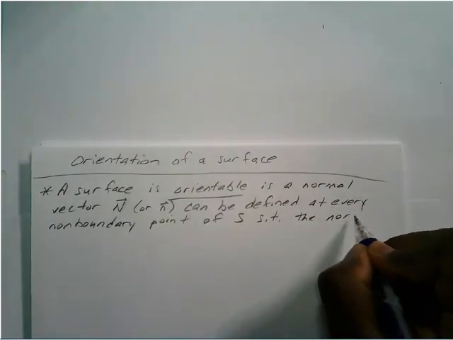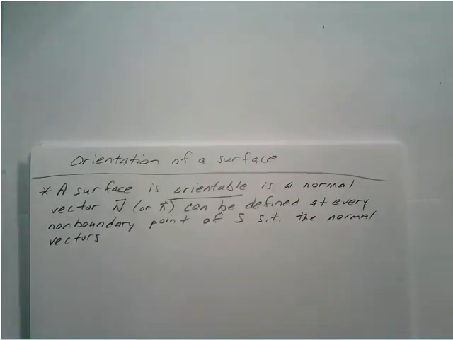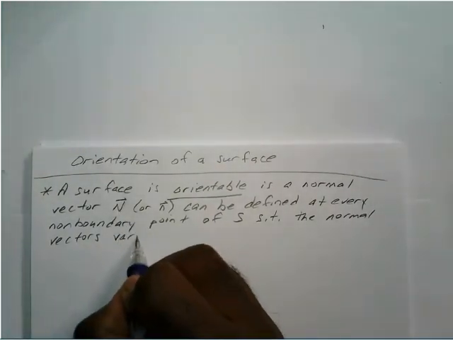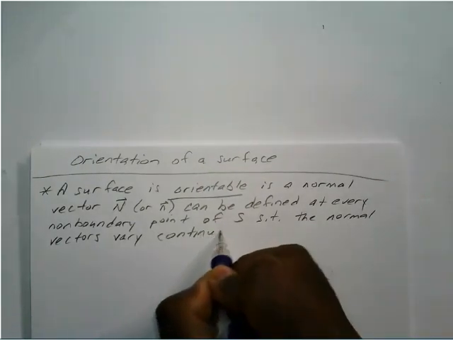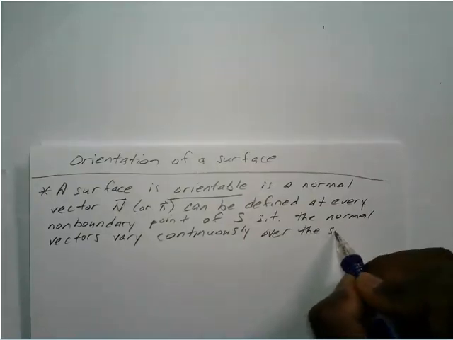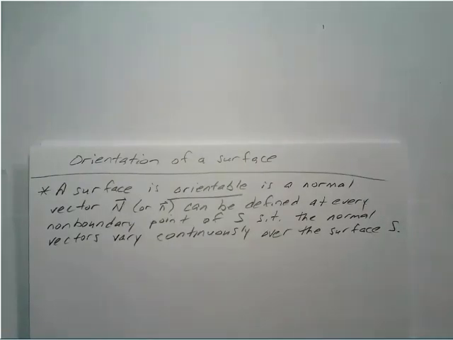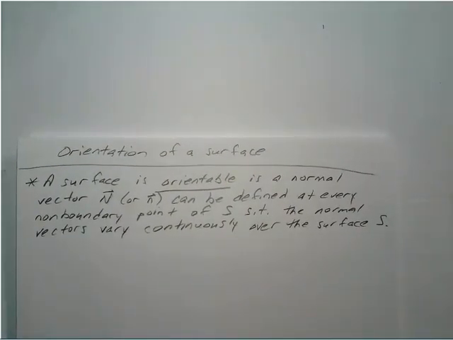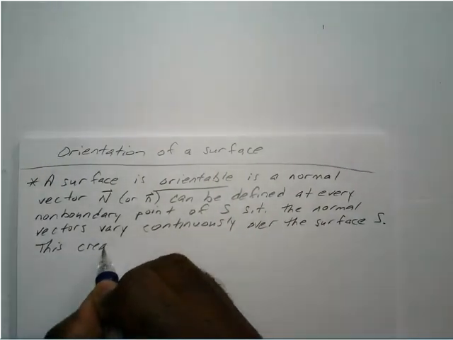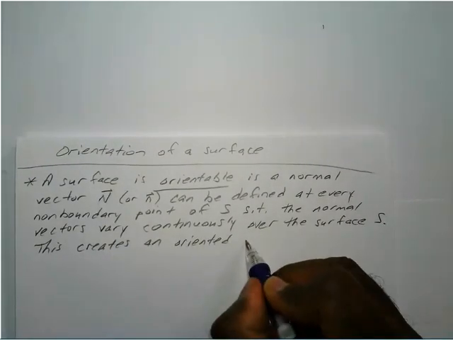the normal vectors vary continuously. That means they change over the surface. So the normal vectors vary continuously over the surface. Oh, well, might as well put the S there. Okay, so if this happens, this actually creates what we call an oriented surface.